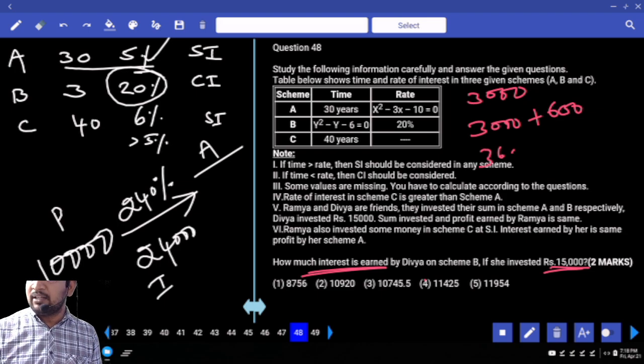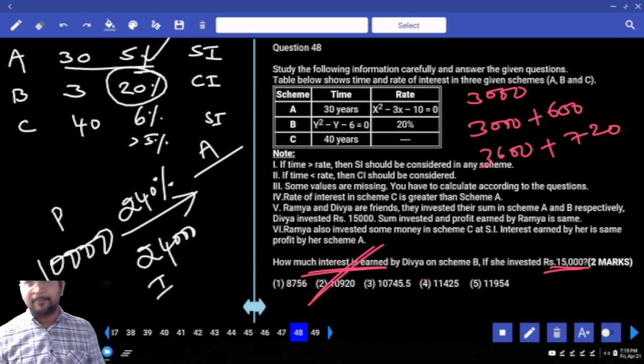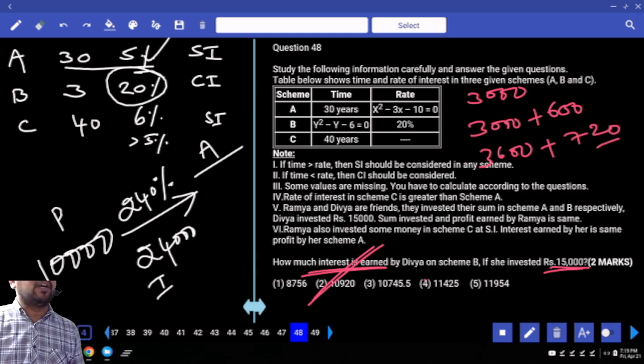Third year interest is what? 3,600 plus 20% on 3,600, which is 720. Our answer ends with 20, so only one option matches.